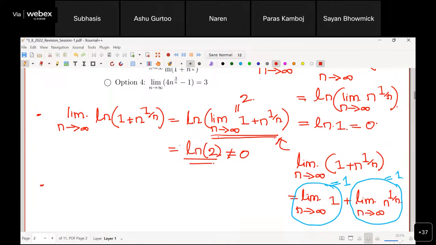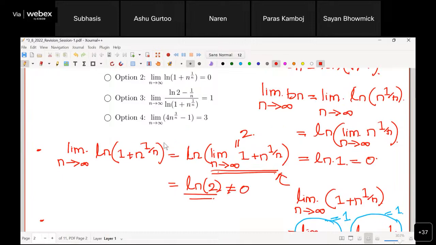Sir, option 3 is correct, right? Okay, I need to check, then only I can accept it. As you can see, as n goes to infinity, this will go towards ln 2 minus 0, so this will go towards ln 2. Yeah, correct. So the whole thing will go towards 1. Yeah, you are correct.